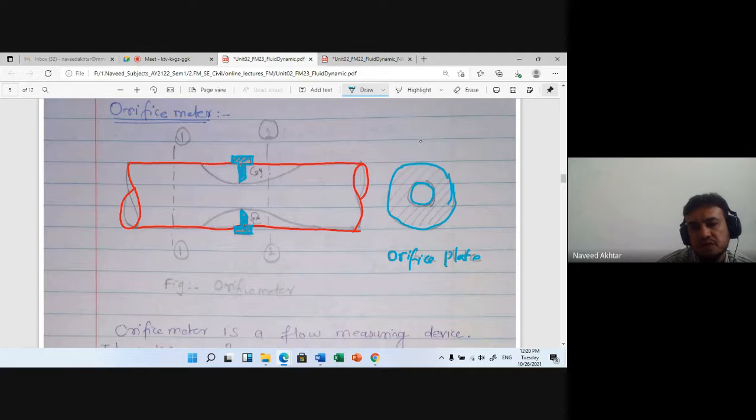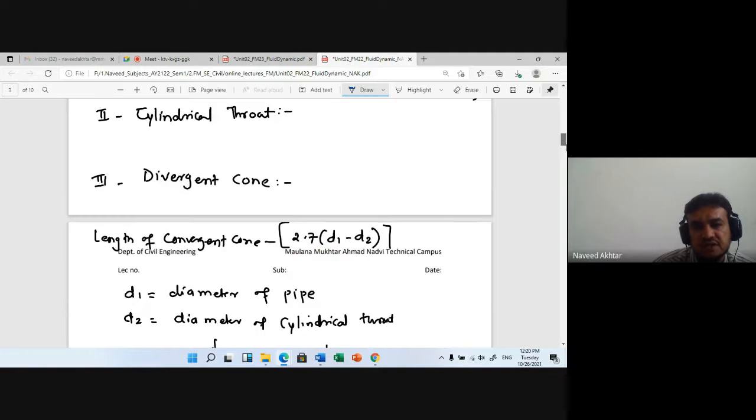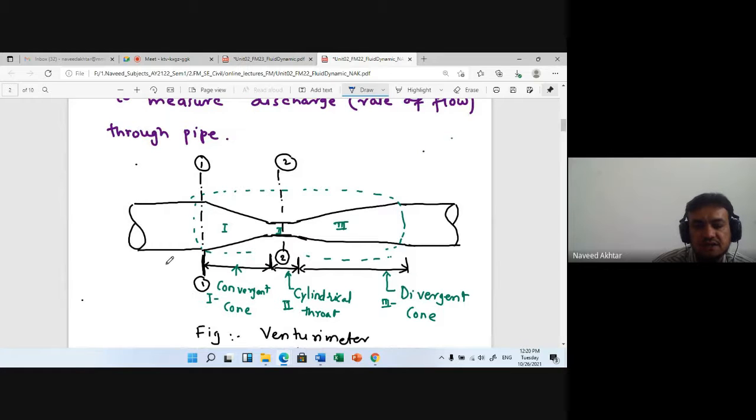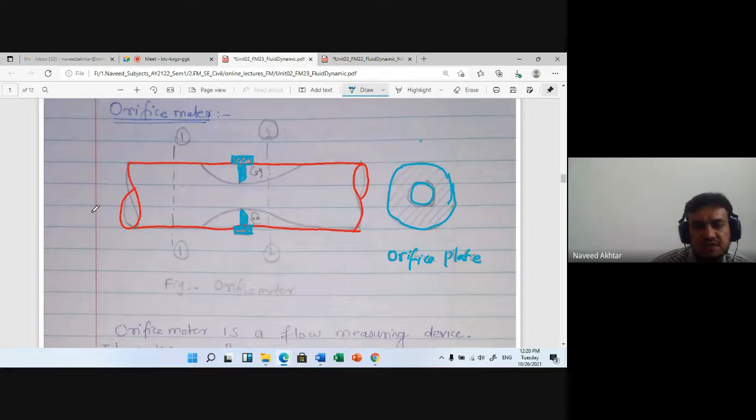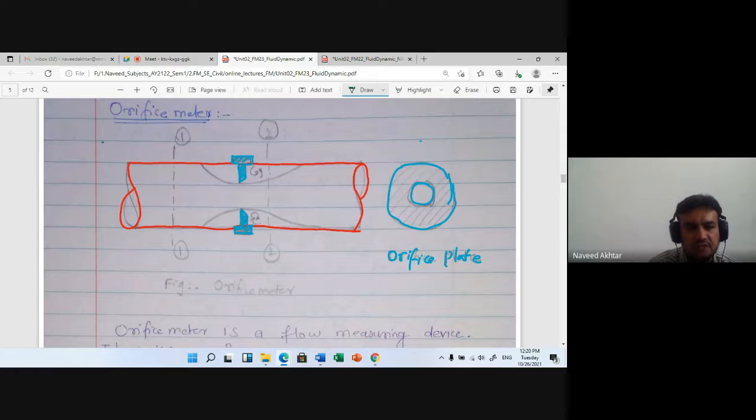Previously you have seen the venturimeter; you drew its figure yesterday. There are three sections: convergent, cylindrical throat and divergent cone. But in the case of the orifice meter, we are just inserting one plate into the pipe. So this is another flow measuring device, used for measurement of flow or measurement of discharge, you can say.